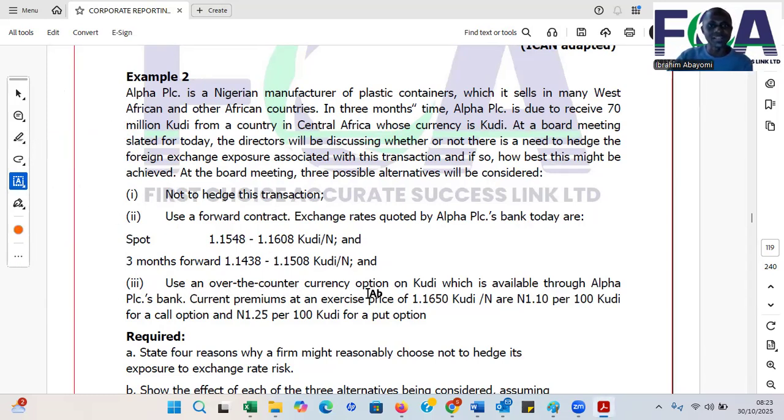Use an over-the-counter currency option on Kudi, which is available through Alpha PSC Bank. Current premium at an exercise price of 1.1650 Kudi to 1 naira is 1.1 per 100 Kudi for a call option and 1.25 per 100 Kudi for a put option.